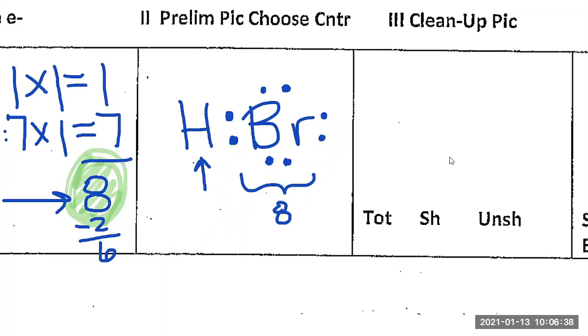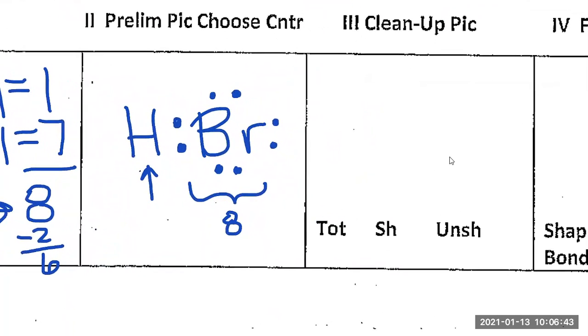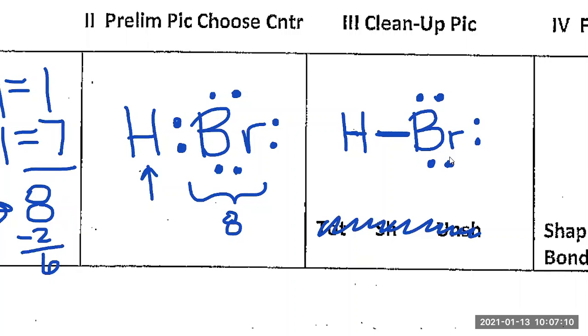All right, step 3. We're now going to come over here and we're going to clean up our picture. What does that mean? Well, we don't draw Lewis structures with dots for the shared electrons. We change the dots into a line showing the actual bond. So this line represents a shared pair of electrons. And here's the rest of our electrons here. And that's it. That's our cleanup picture. We basically just change our shared pairs into bonds, leave the rest of them as dots. We're not going to do this for this one. It only has 2 elements.